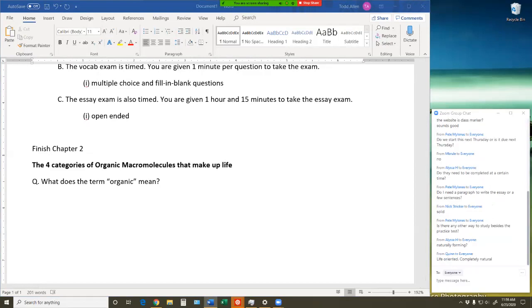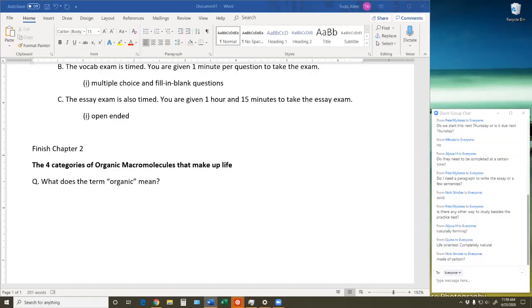Alyssa says naturally forming, life-oriented. Those are reasonable talking points. If you're having a conversation at the supermarket, the term organic might come in, and obviously you're buying produce and things that are natural and related to life. That's all true. Can anybody tell me what the chemical or biochemical definition of organic is? Nick, thank you very much. Organic to a biochemist, to a biologist, means carbon atoms are present.